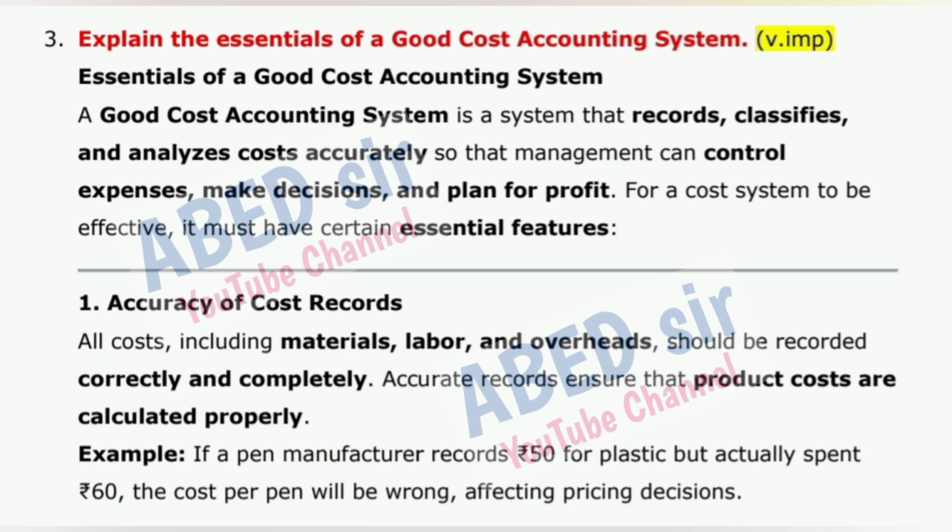1. Accuracy of cost records. All costs, including materials, labor, and overheads, should be recorded correctly and completely. Accurate records ensure that product costs are calculated properly. Example: if a pen manufacturer records 50 rupees for plastic but actually spent 60 rupees, the cost per pen will be wrong, affecting pricing decisions.